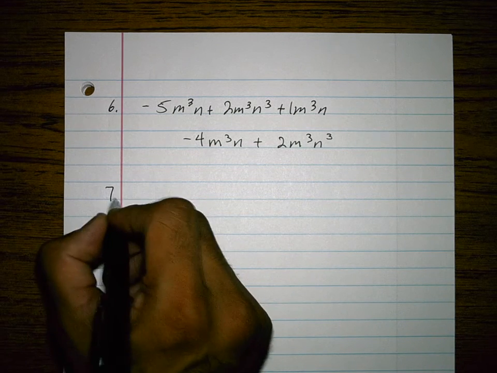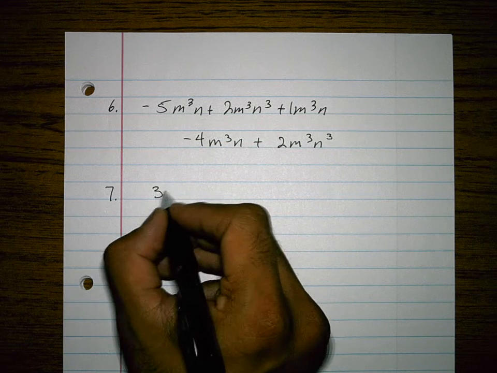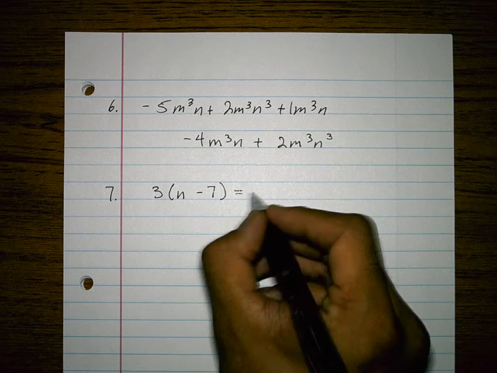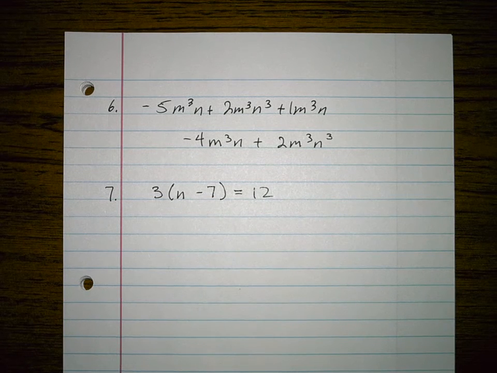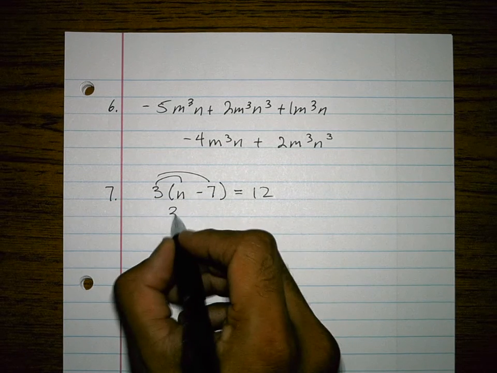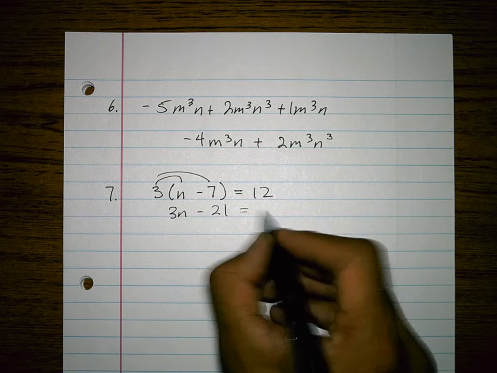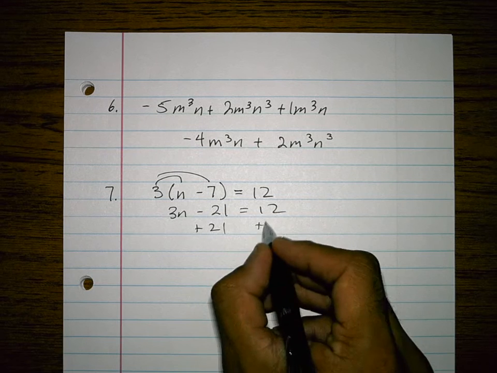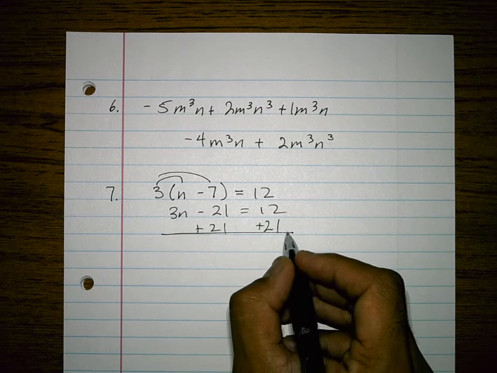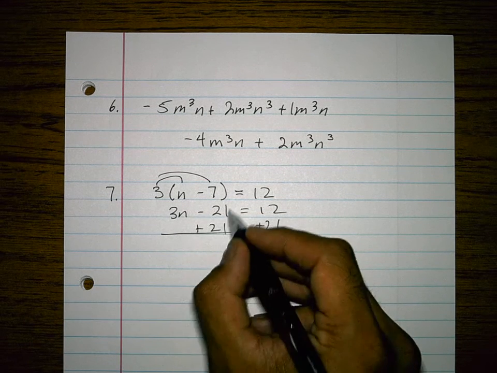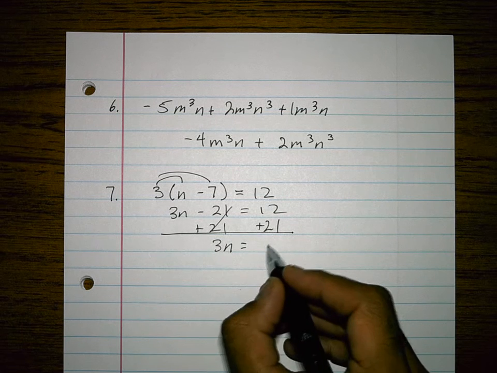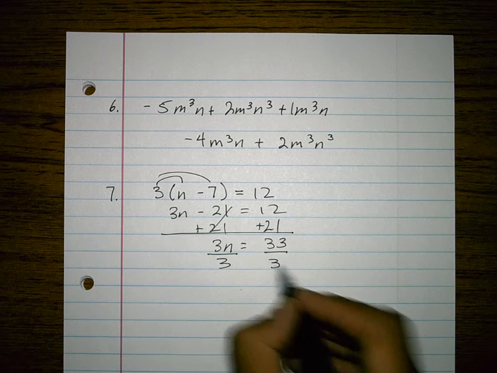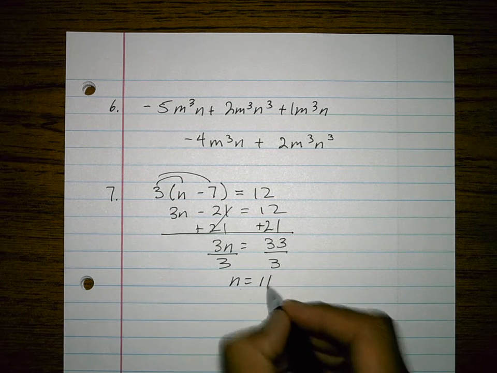Number 7, now we're changing to solving. A couple of different ways I could do these. I'm going to go ahead and use the distributive property though to do it. So I'll distribute first, then I'll add 21 to both sides, and that gives me 3n equals 33. Divide by 3, and n equals 11.